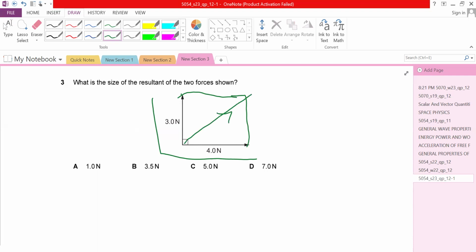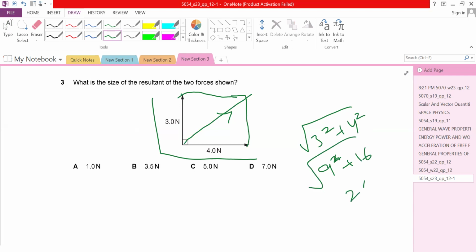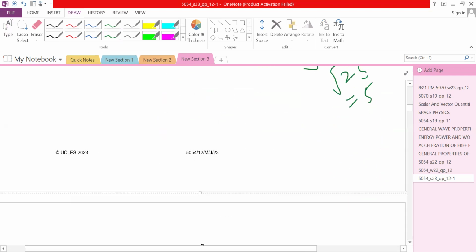Using the Pythagoras theorem, you can easily calculate this. It would be hypotenuse equals to radical of 3 square plus 4 square. 3 square is 9 plus 4 square is 16, total 25, radical, and its answer would be 5. So the correct option is C for question number 3.